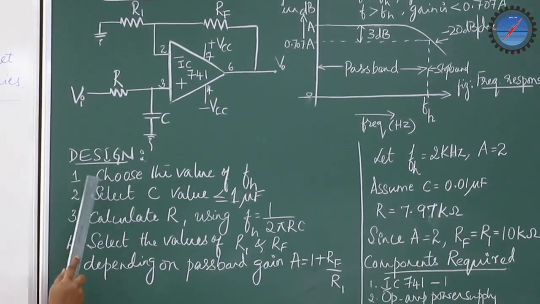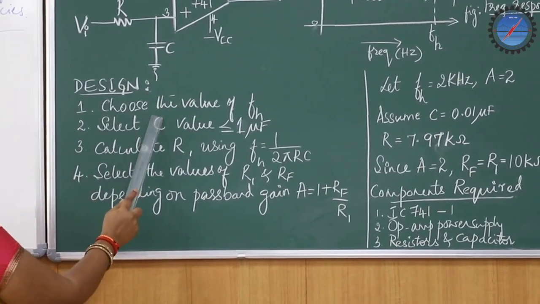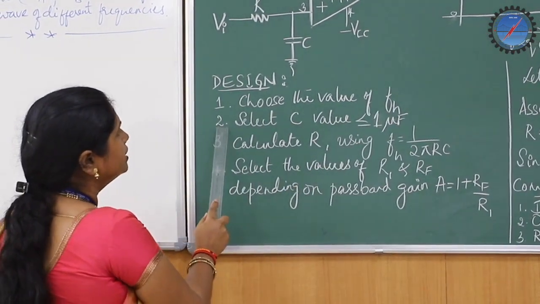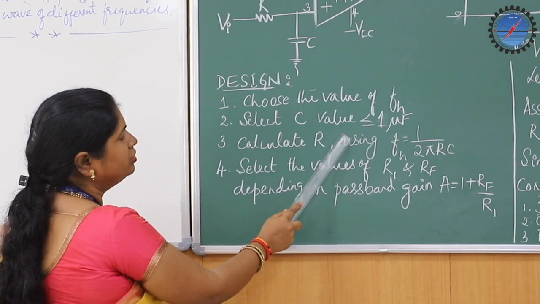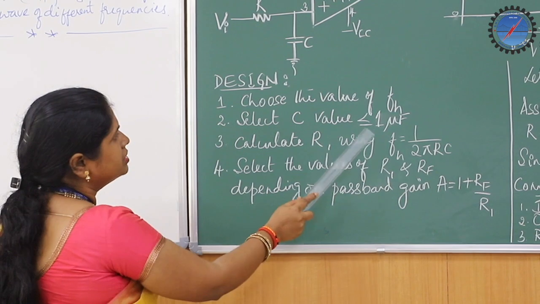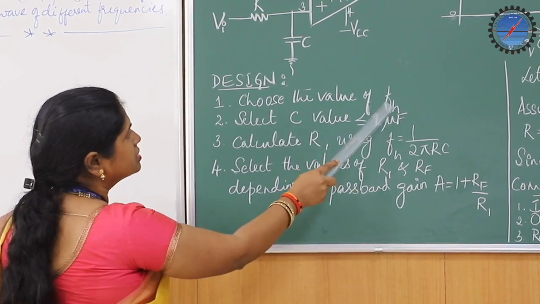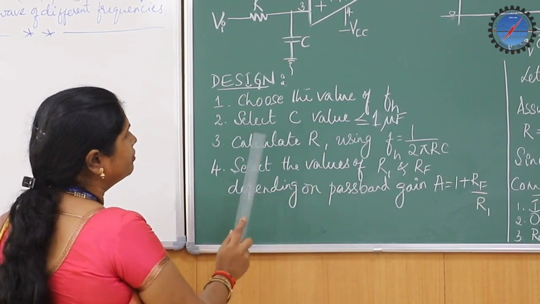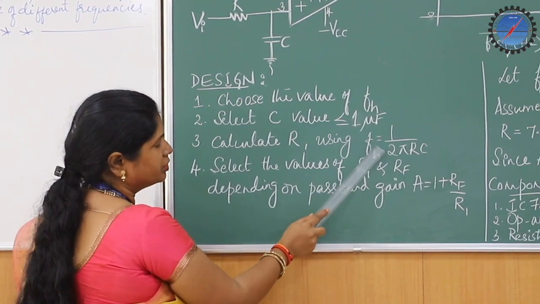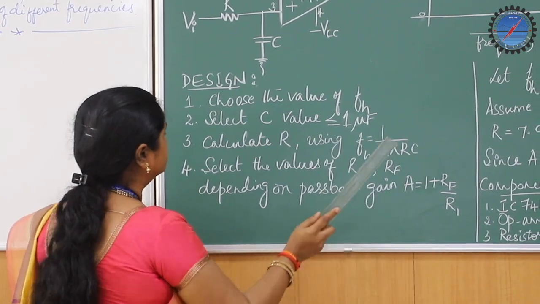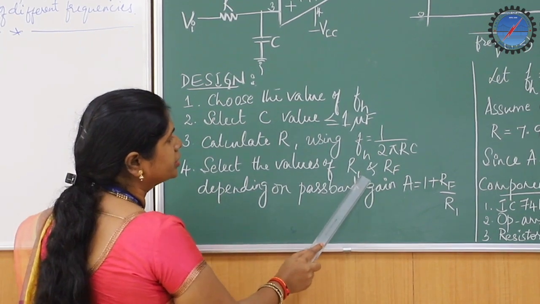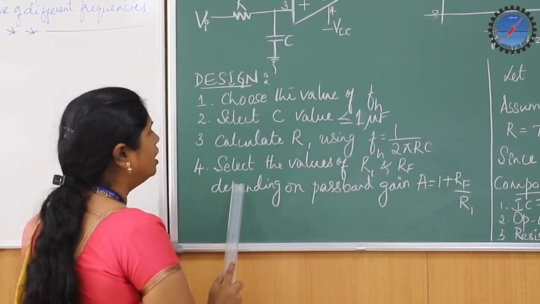Coming to the design part, the first step is to choose the value of the upper cutoff frequency fH, and then select the capacitor value as less than or equal to 1 microfarad. Once we know fH and the capacitor value, we can find the R value using the upper cutoff frequency equation, fH equals 1 by 2 pi RC. And then finally select the values of the input resistor R1 and the feedback resistor RF.